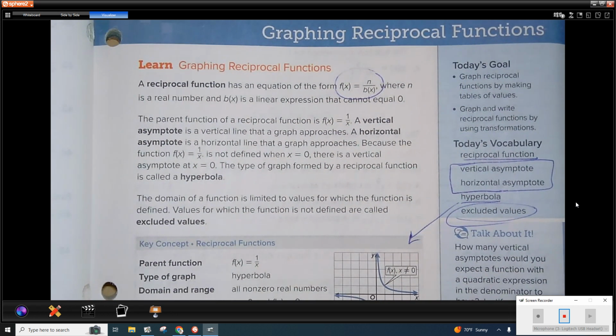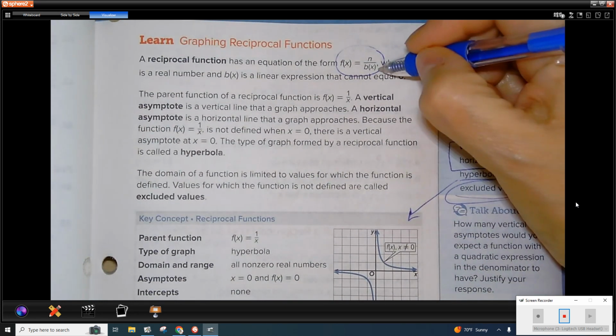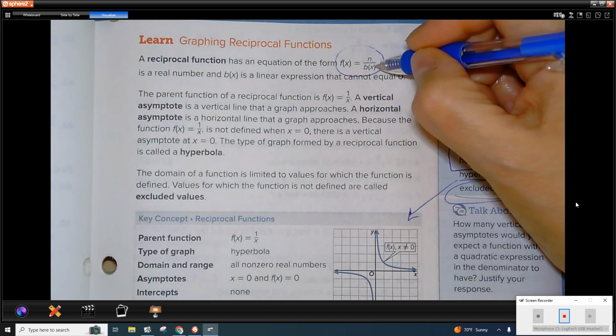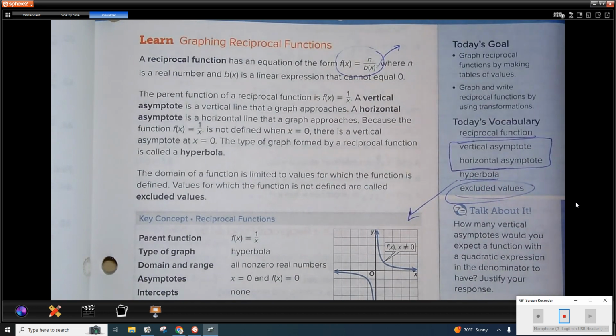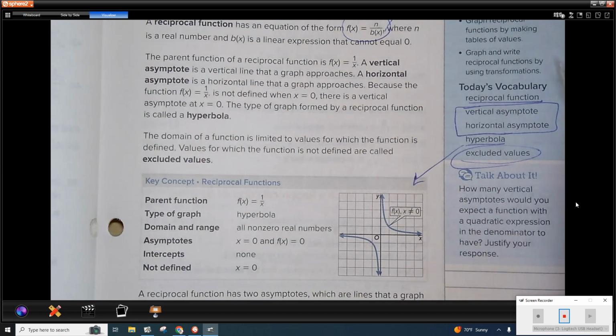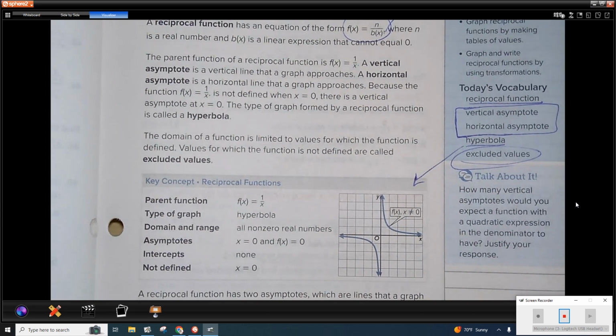We have been doing these, finding where a function doesn't exist when we divide by a variable. This is showing the numerator is a number and the denominator could be a function that stands on its own, so it has the x in the denominator. It's called a reciprocal function, which is the parent function. There's a vertical and horizontal asymptote, which I'll go over real quick. Those are lines where the function does not exist. It is called a hyperbola, which we'll go over, and where it doesn't exist, those are your excluded values.